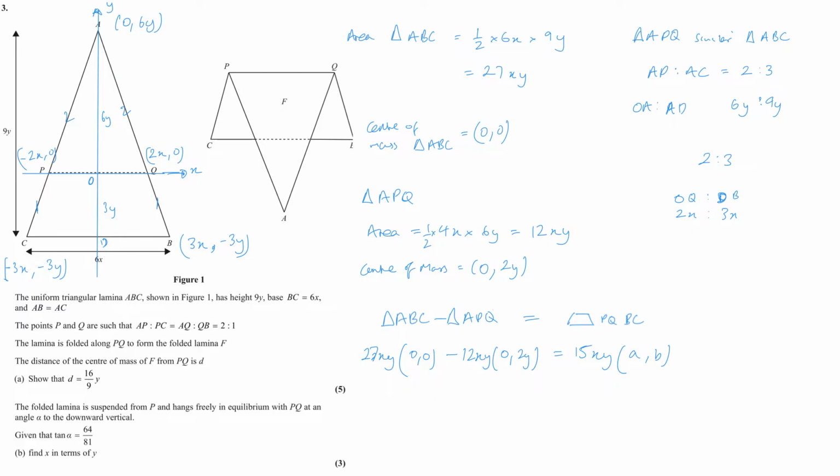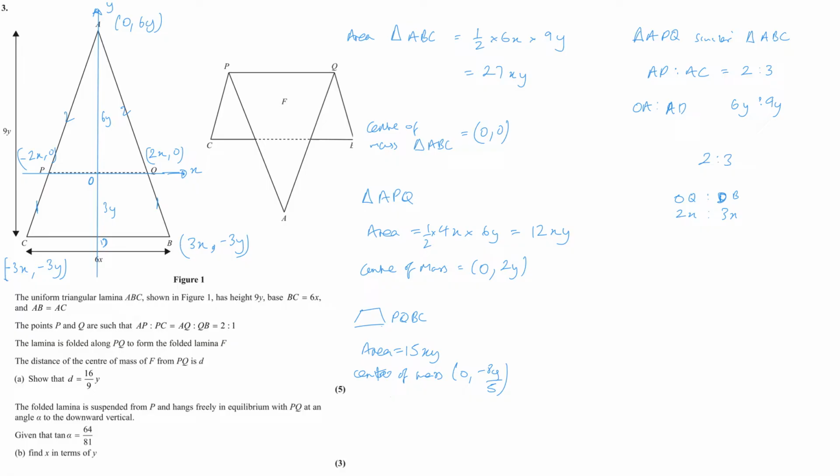Okay, so effectively cancelling the xy's and dividing by 3 as well, we get 900 minus 402y equals 5ab. Okay, so A equals 0, there's no doubt there, and then 5B equals minus 8y. So B is minus 8y over 5.